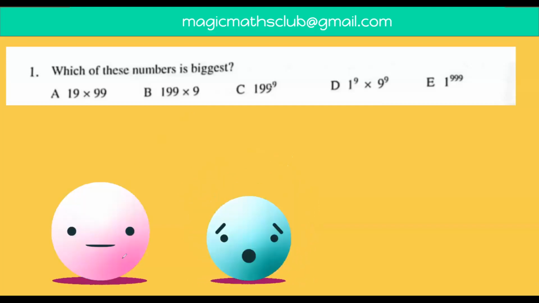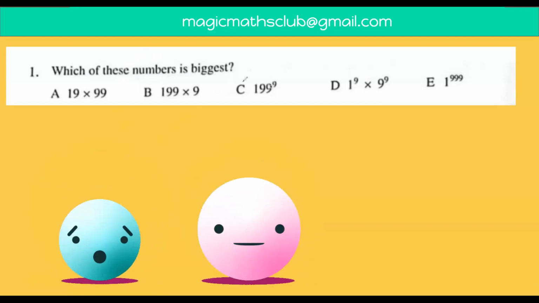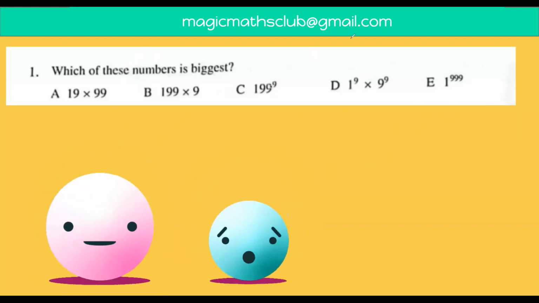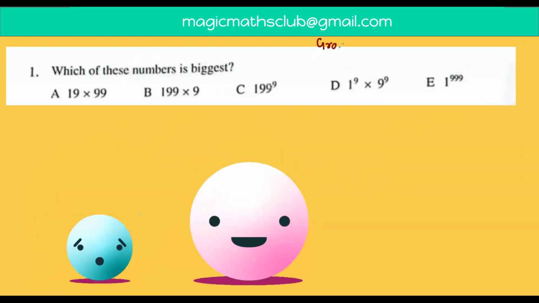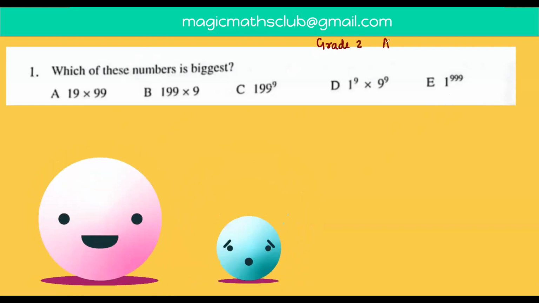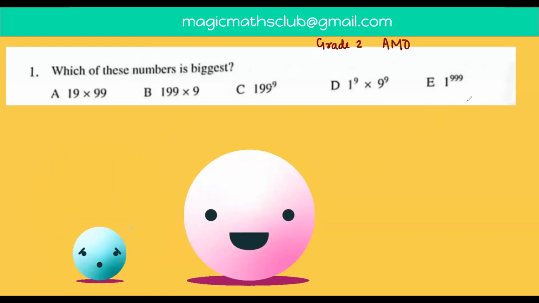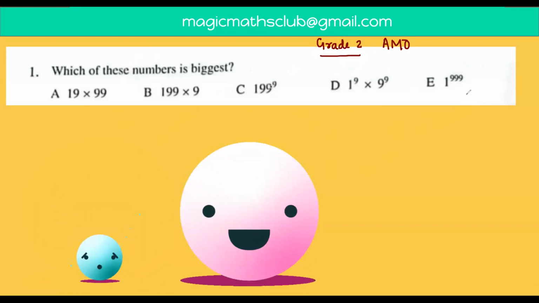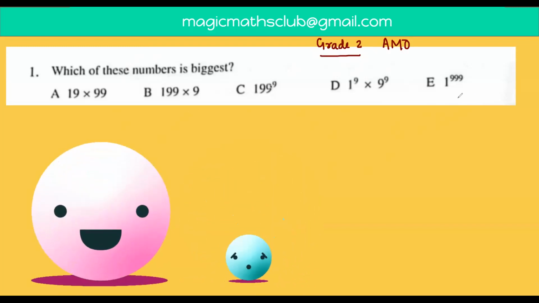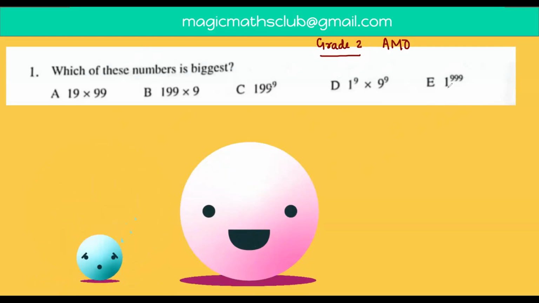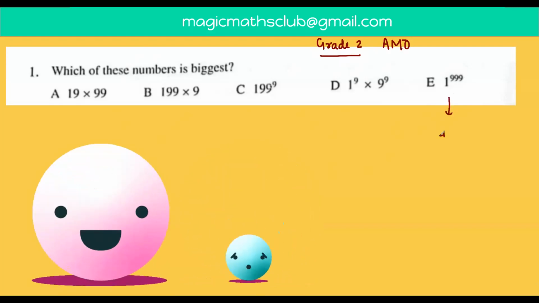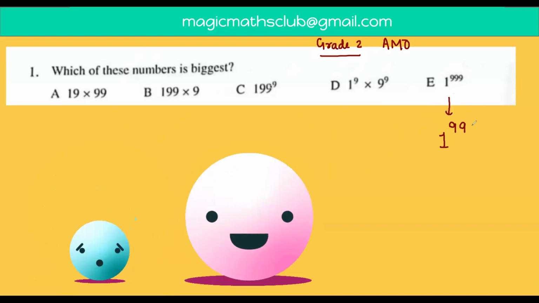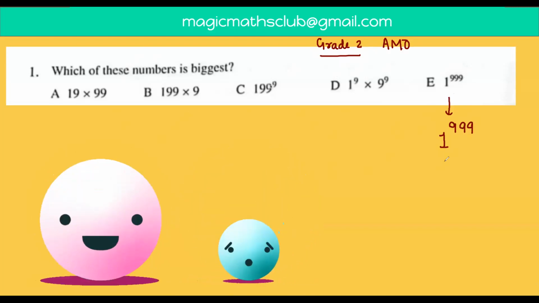Now let's see the second question. Which of these numbers is the biggest? This was another question of grade 2 of the American Olympiad. Just see, grade 2. When I say grade 2, some children in grade 2 don't even know the meaning of this, like they have not read what the meaning of power is. So this is about base, power and exponents.